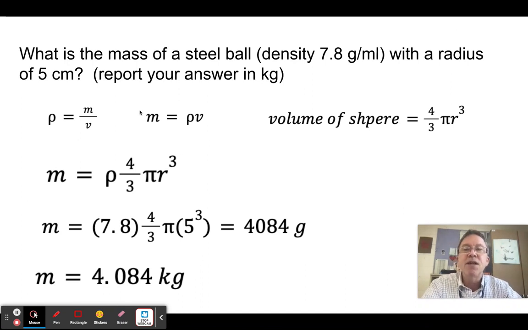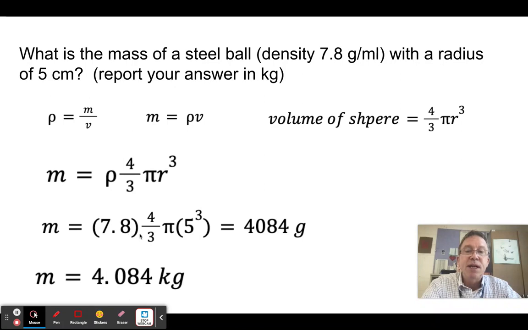Okay, so I start off with density equals mass over volume. So therefore, mass is equal to density times volume. Now, what's the volume of a sphere? Well, it's 4/3 pi r cubed. And yes, you're expected to know that, but it's also on your AP equation sheet.